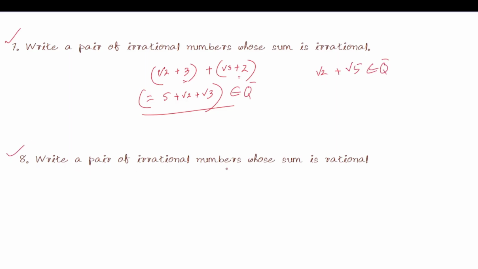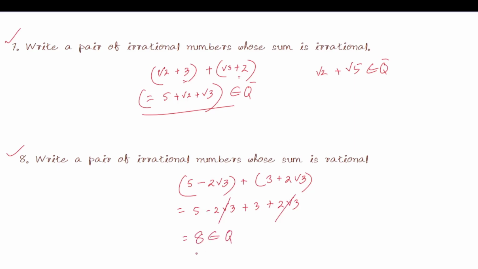Write a pair of irrational numbers whose sum is rational. 5 minus 2 root 3. This is an irrational number. Now let us take another irrational number, 3 plus 2 root 3. So their sum is equal to 5 minus 2 root 3 plus 3 plus 2 root 3. So these terms will get cancelled and we'll get 8, and this is a rational number.